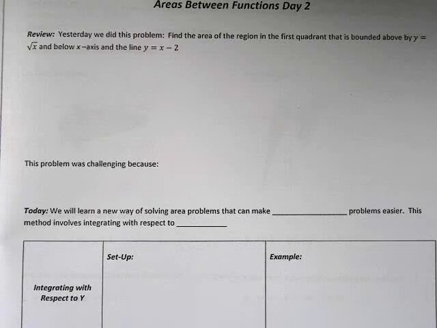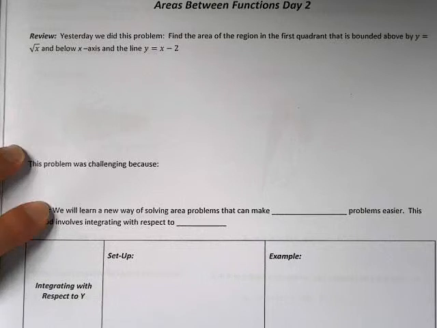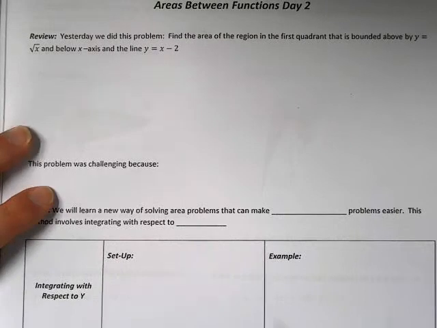Hey everybody, so we're continuing with areas between functions day 2. So yesterday we did this problem. Find the area of the region in the first quadrant that's bound above by y equals the square root of x and below the x-axis and the line y equals x minus 2.